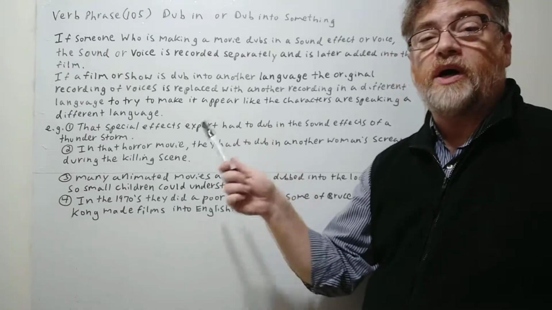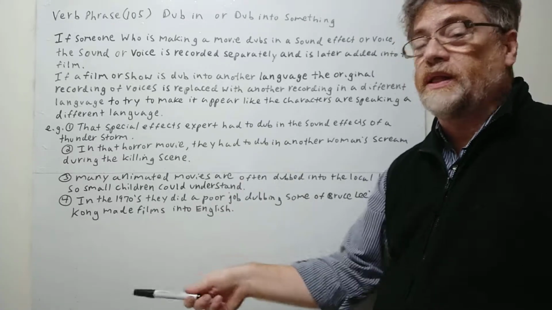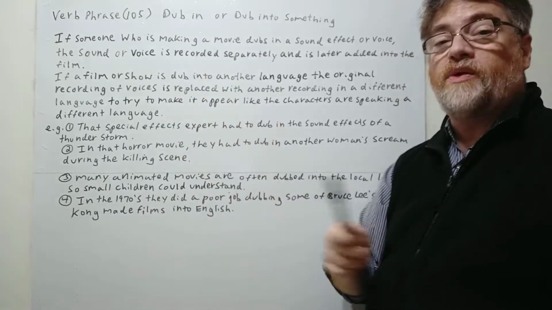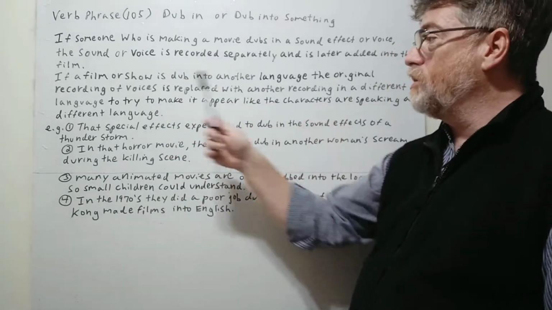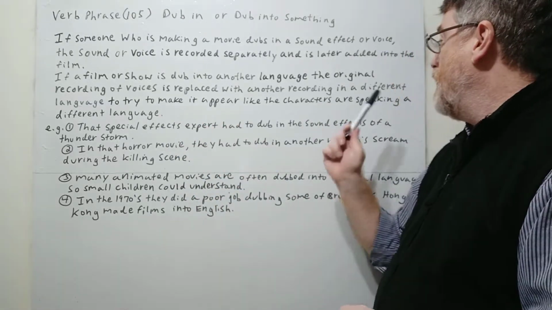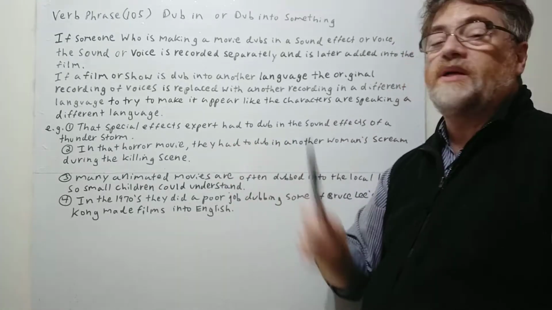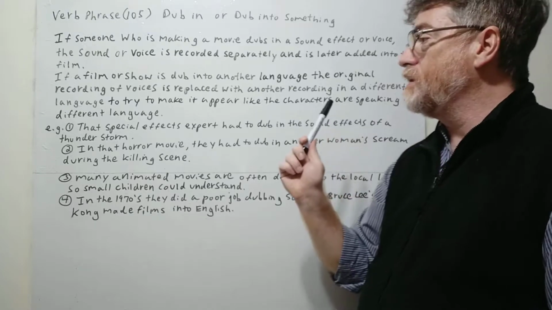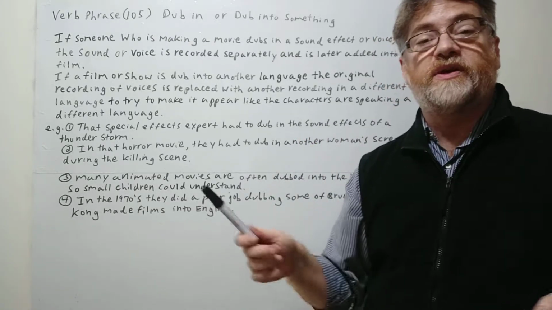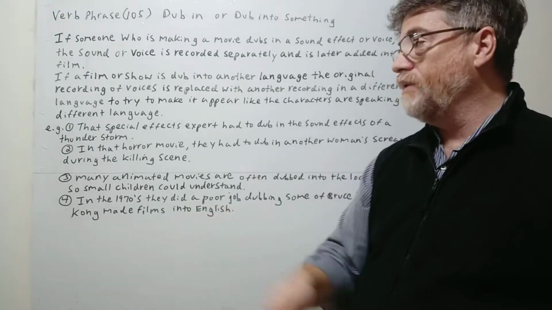Now let's look at the second part. Usually when we say to dub into something, we usually mean to dub into another language. If a film or show is dubbed into another language, the original recording of voices is replaced with another recording in a different language to try to make it appear like the characters are speaking a different language, or speaking the local language wherever they're showing it. So it's usually dubbed into another language.